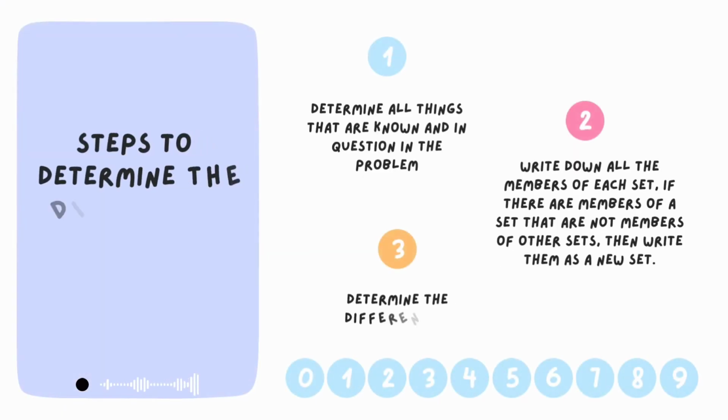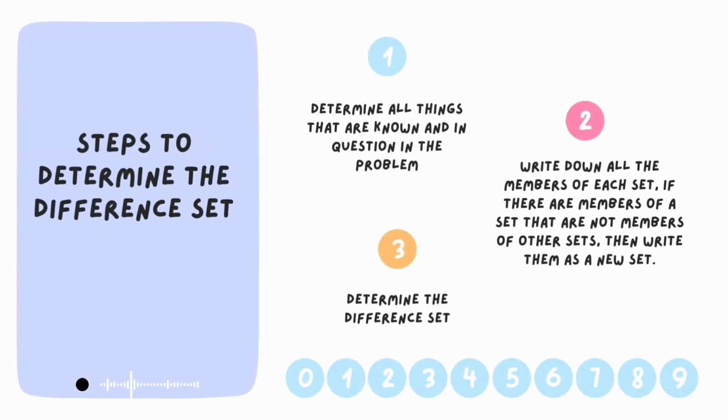After knowing the meaning of the difference of sets, we will learn how to determine the difference of two or more sets. The steps for determining the difference of sets are as follows. The first step, determine all things that are known and in question in the problem. Second step, write down all the members of each set. If there are members of a set that are not members of other sets, then write them as a new set. Third step, determine the difference sets.